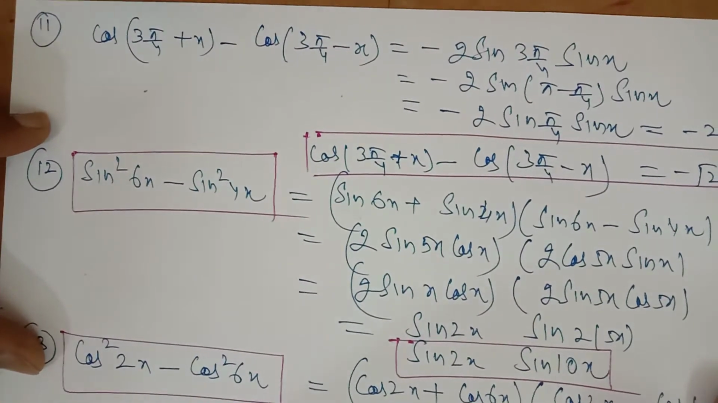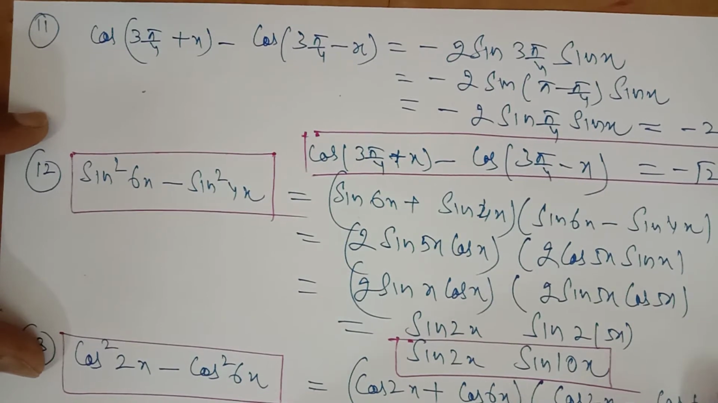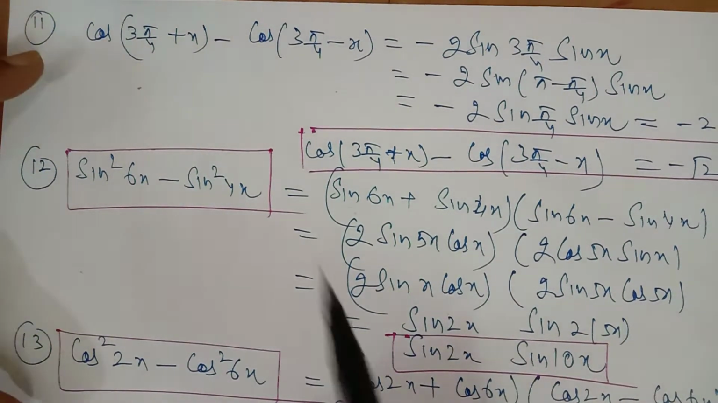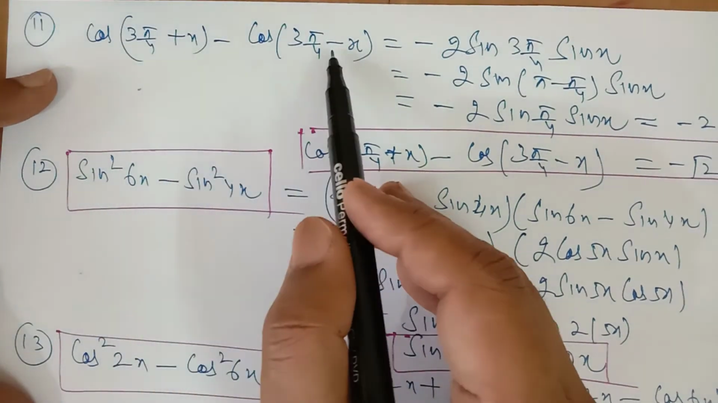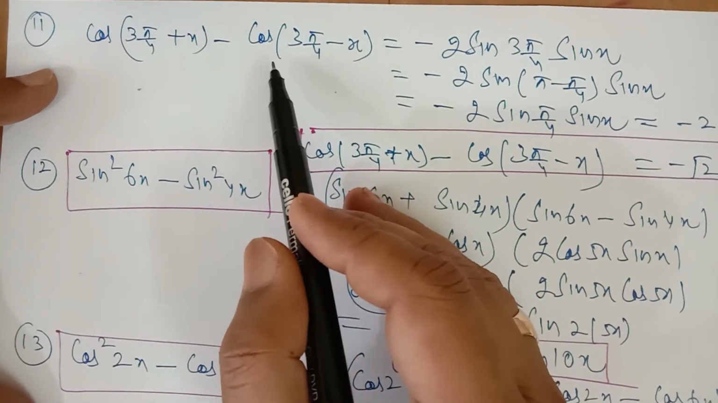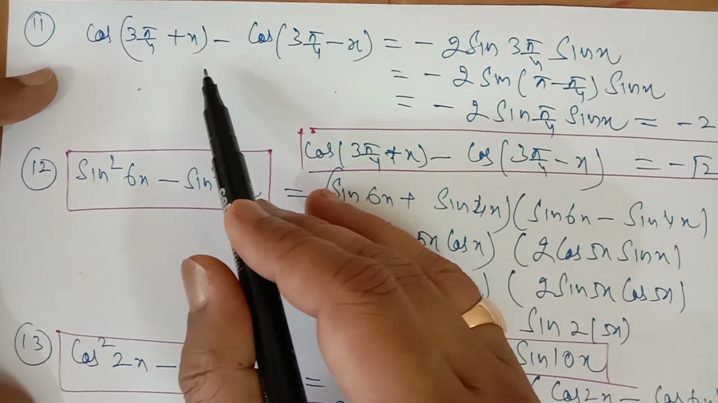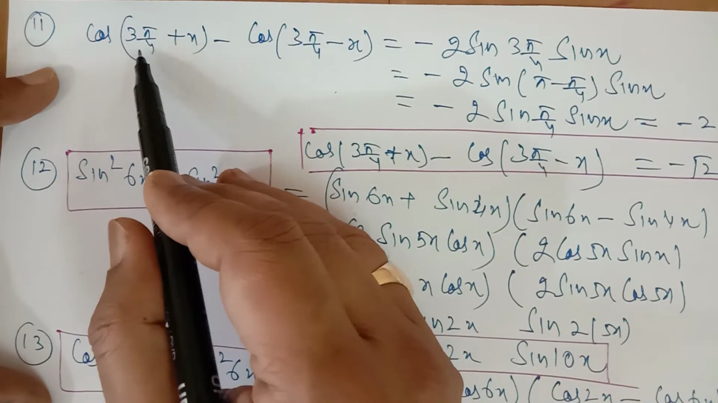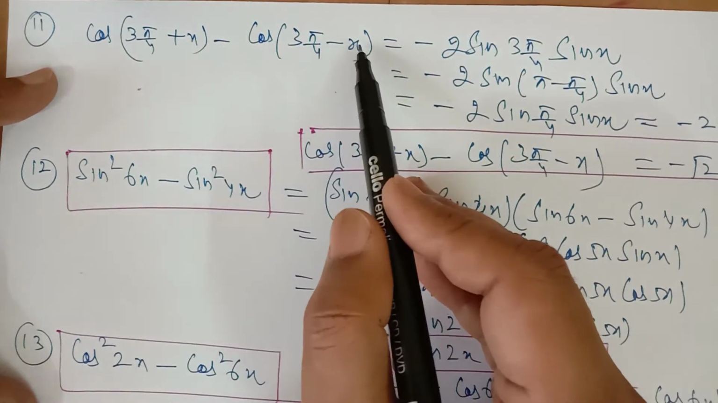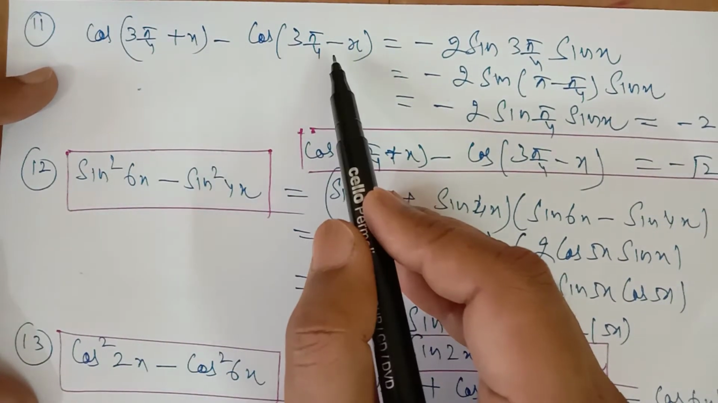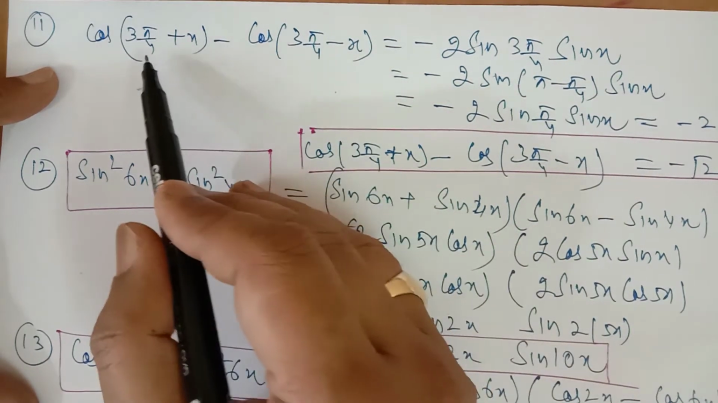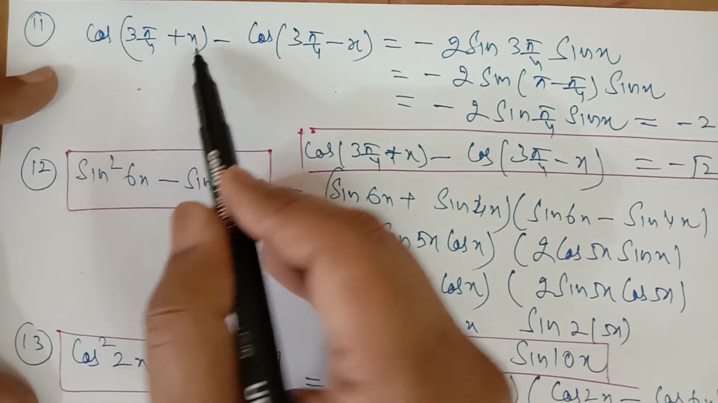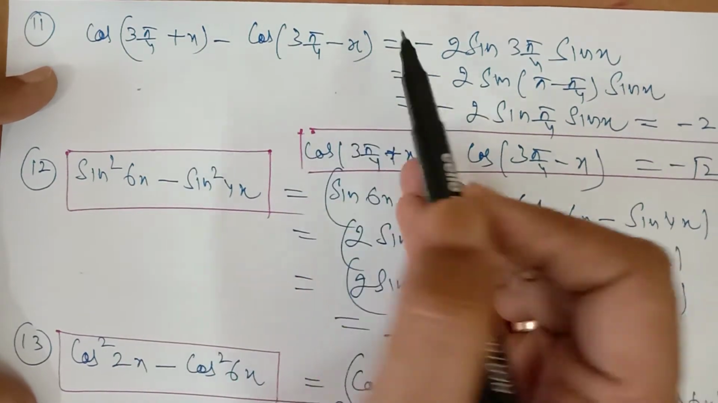Now question number 11, you can do this in 3 ways, but I have done the shortest method. You can solve it using the formula cos A minus cos B, which is equal to minus 2 sin (A plus B)/2 sin (A minus B)/2. The second method is to use the cos A plus cos B formula here and the cos A minus cos B formula here, and simplify it. And the third way is to look at the formula very deeply: it is a formula of cos (A plus B) minus cos (A minus B).